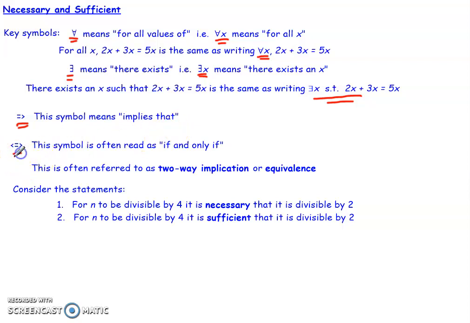And this symbol here with the arrows on each end is often read as if and only if. So this is a two-way implication or equivalence. So for example, x squared is even if and only if x is also even. That could be a statement that we'd be able to write. So we could write it, for example, as x squared is even if and only if x is even.